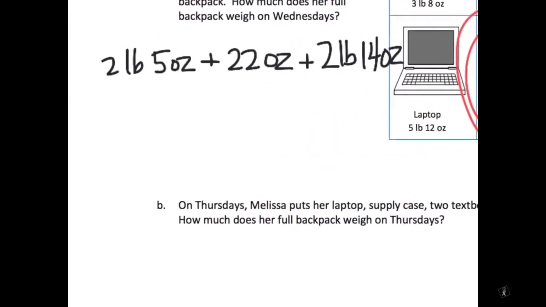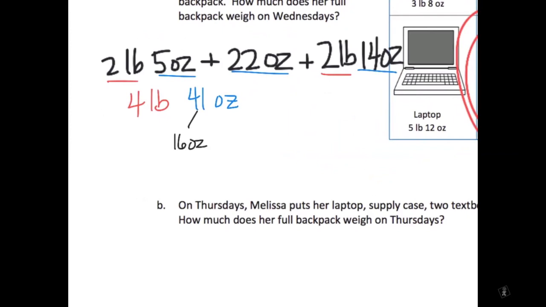If I want to add the pounds, 2 pounds plus 2 pounds gives me 4 pounds. And then the ounces. We've got 5 ounces, 22 ounces, and 14 ounces. So that gives us 41 ounces. All right. Am I right? Let's see. 22, 32, 36 plus 5 is 41. Yeah. Okay. So now, remember, 16 ounces equals a pound, right?